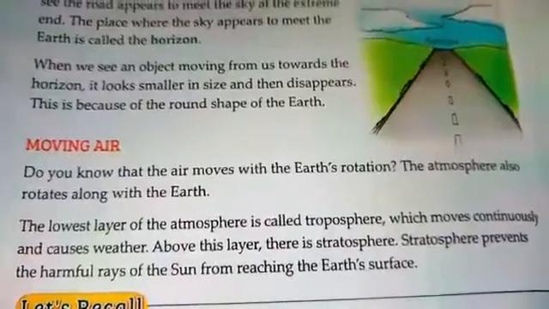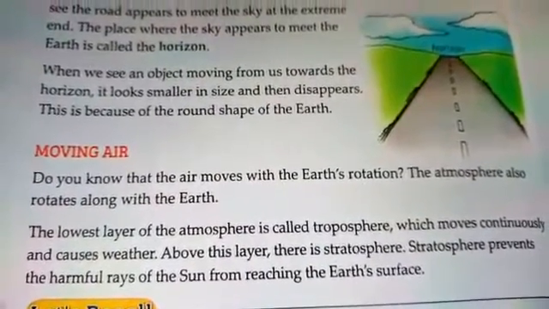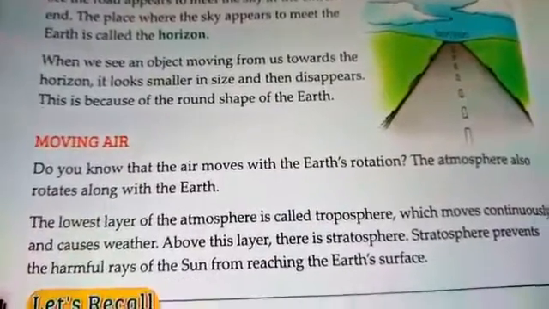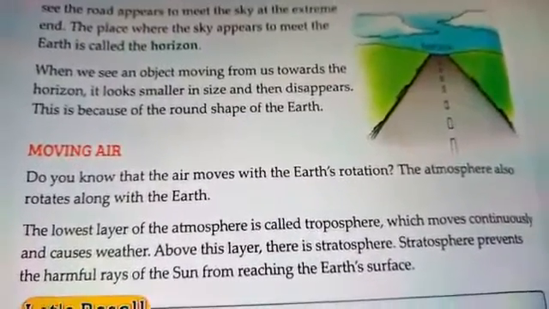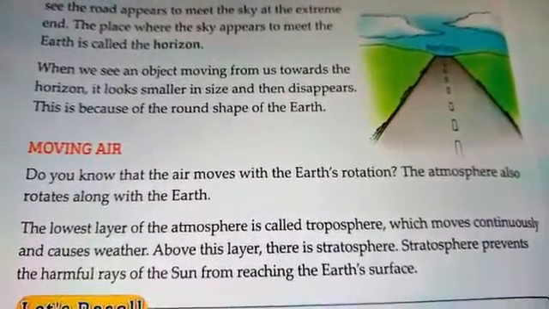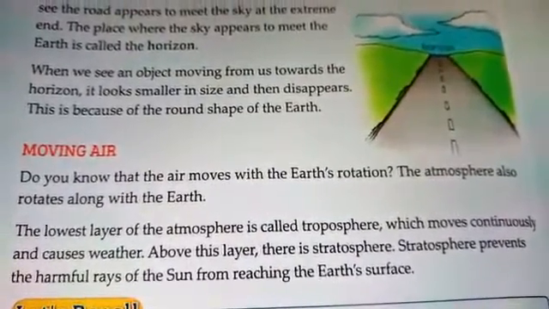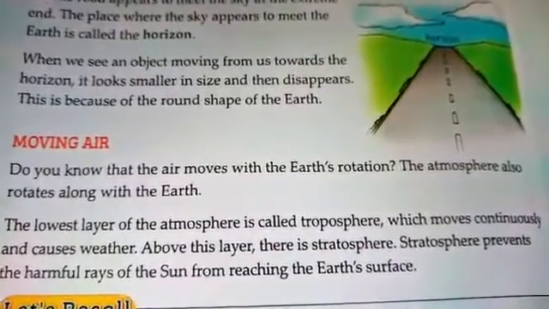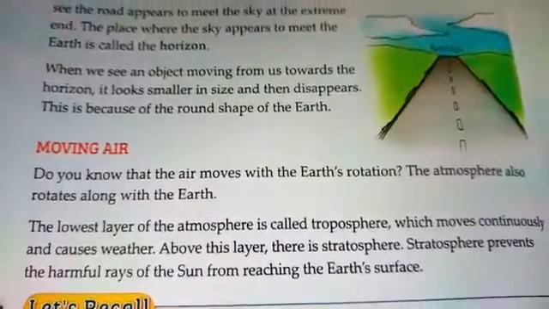The lowest layer of the atmosphere is called the Troposphere, which moves continuously and causes weather. Above this layer, there is the Stratosphere. The Stratosphere prevents the harmful rays of the sun from reaching the earth's surface. So it protects us from the harmful rays.